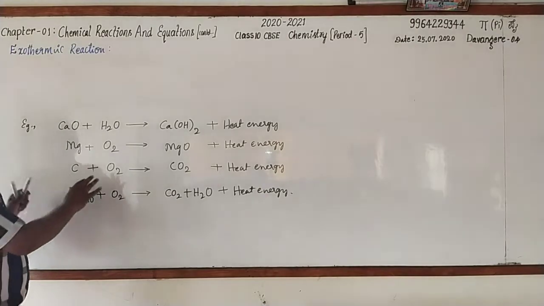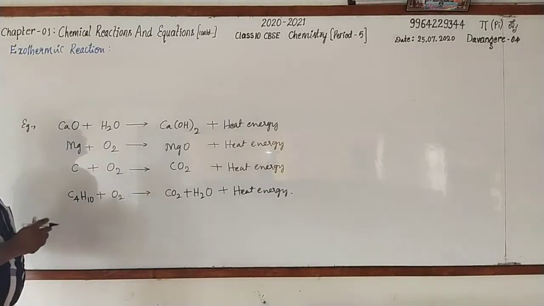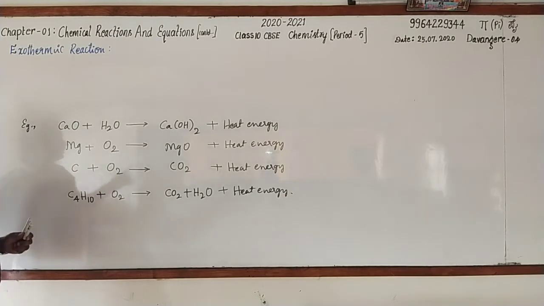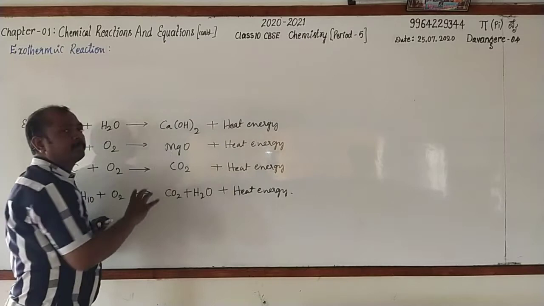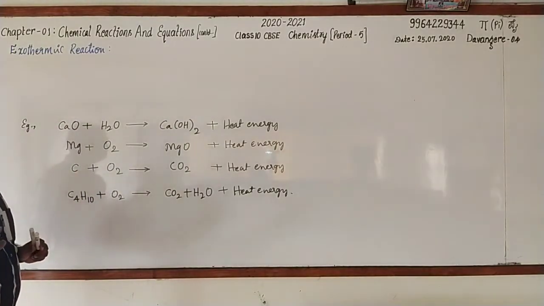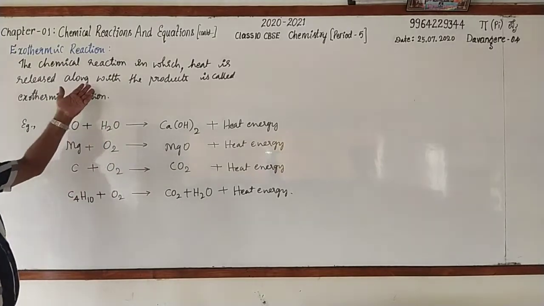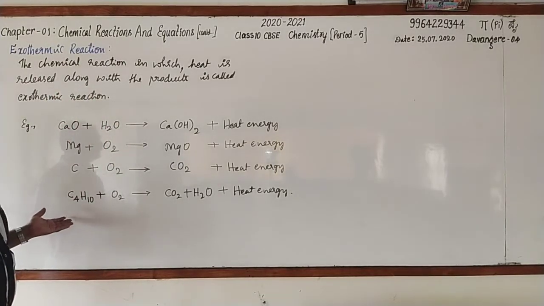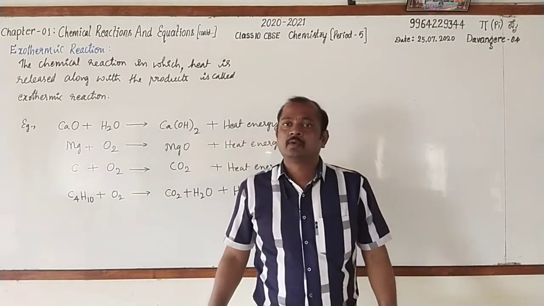Therefore, we call these reactions as exothermic reactions. Then what is an exothermic reaction? The chemical reaction in which heat is released along with the products. Followed? Yes. Now let me write the definition of it. Yes. This is the definition and these are the examples. Now I'll go for taking one more simple example.